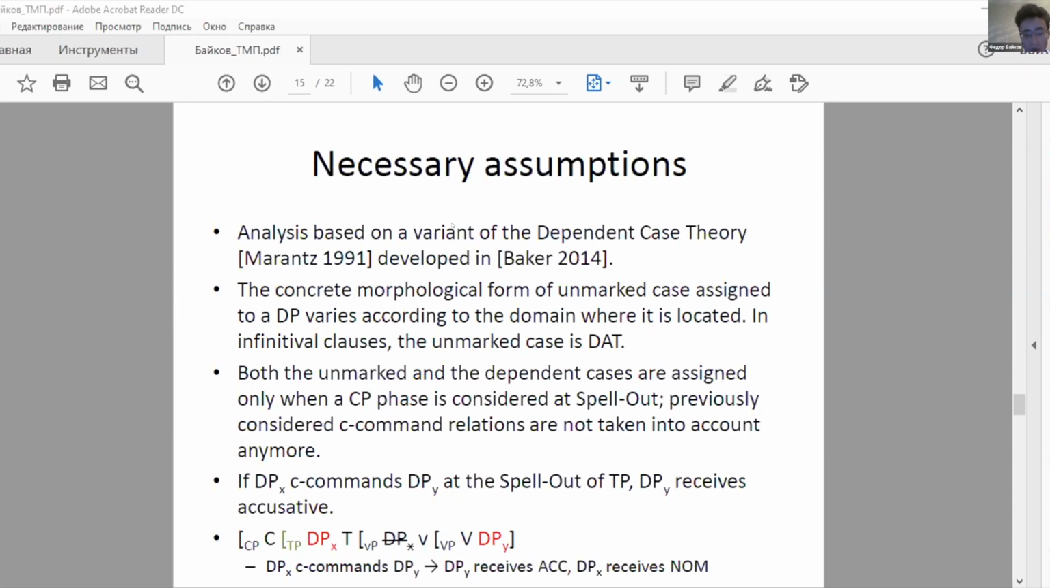Moreover, following Baker 2014, I argue that both the unmarked and the dependent cases are assigned only when a CP phase is considered at spellout, and previously considered c-command relations, namely those considered at the little vP stage, are not taken into account anymore. And if one DP, namely DP X, c-commands another one, namely DP Y, at the spellout of TP, that is, when considering the CP phase with respect to case assignment, then the lowest DP receives accusative case, and an illustration is provided below.